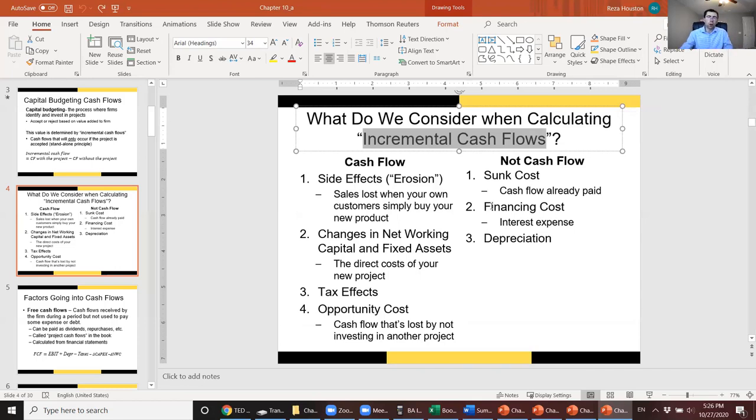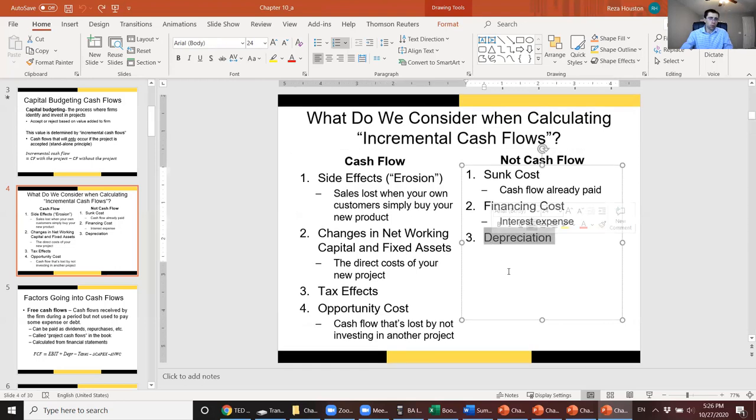There are some things that we don't value, the big one being depreciation. As I mentioned in the last class, depreciation is a non-cash expense. We calculate depreciation, and depreciation expense reduces our gross income on the income statement. But because it's a non-cash expense, when we calculate our cash flows, we have to add that back in to get the actual amount of cash that this project has generated in a given period.